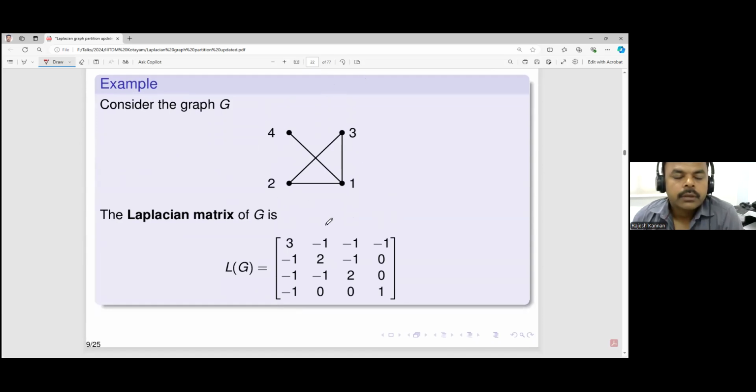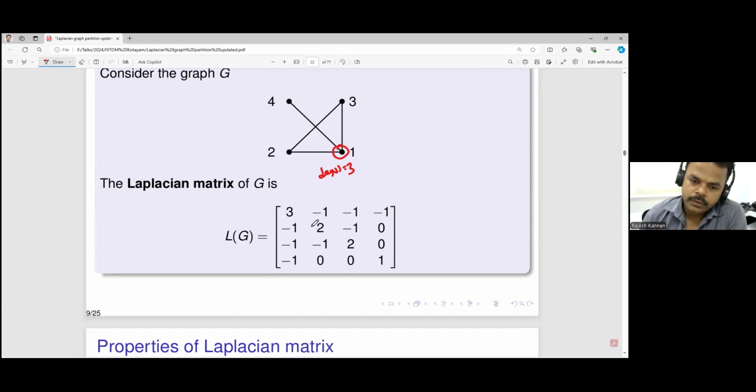So consider this graph on 4 vertices. You have to see what the degree matrix is. Corresponding to vertex 1, you have degree 3, and so on. The degree of vertex 2 equals 2, the degree of vertex 3 equals 2, and the degree of vertex 4 equals 1. Hence the degrees of the vertices are 3, 2, 2, 1. Then just subtract the adjacency matrix, which we have already seen. This is an illustrative example.